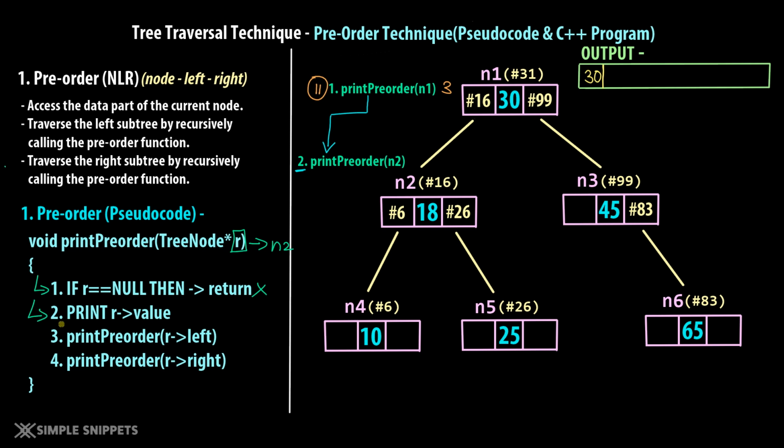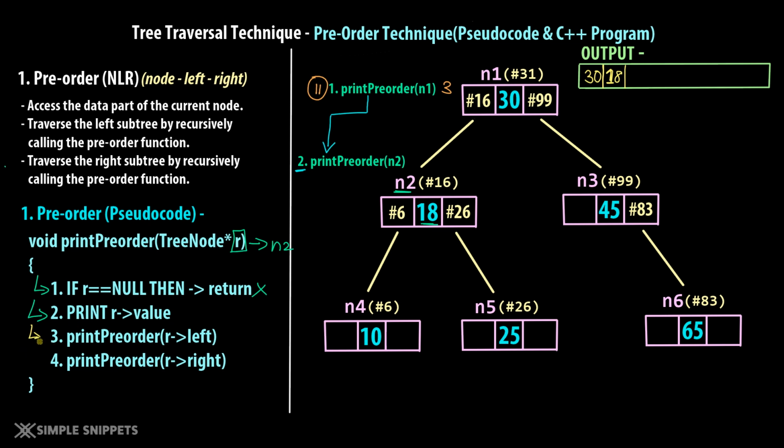We will go to step 2. We will say print r of value. Currently r is pointing to n2. What is the value inside n2? It is 18. So we want to print that. We'll write 18 over here. Okay. Step 2 done. Now we will go to step 3.